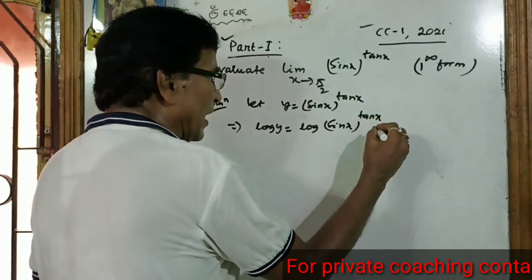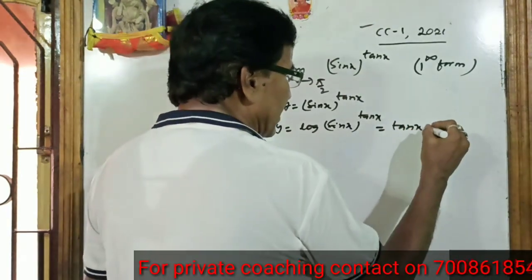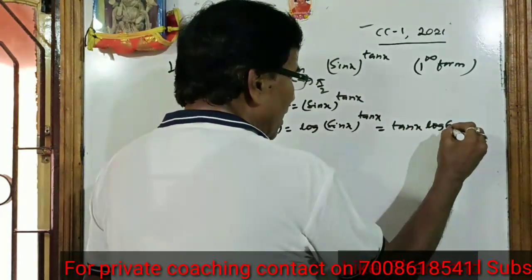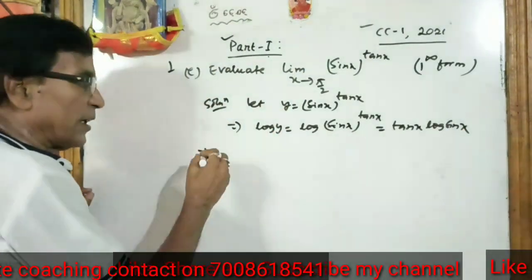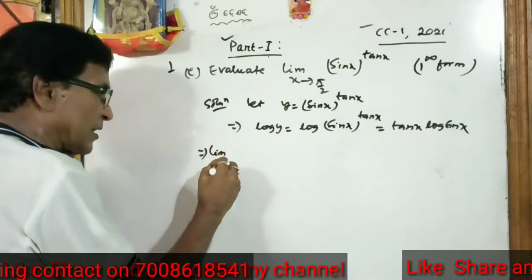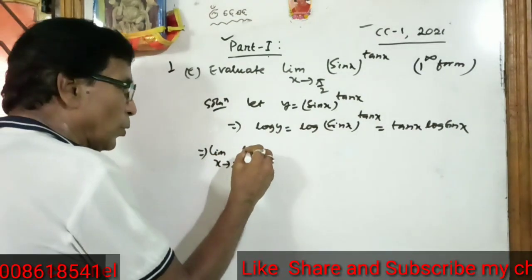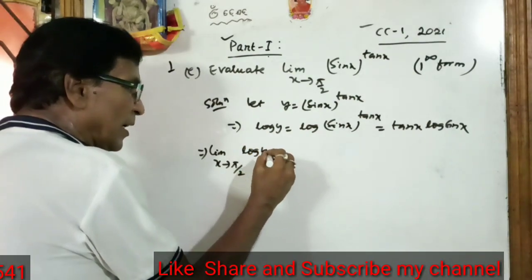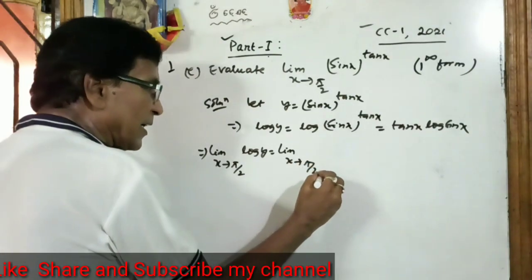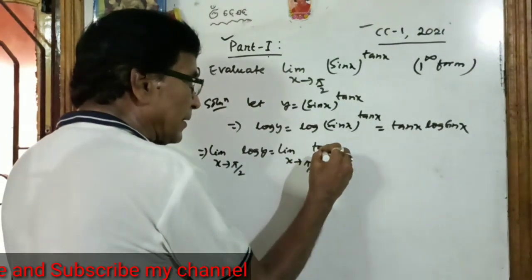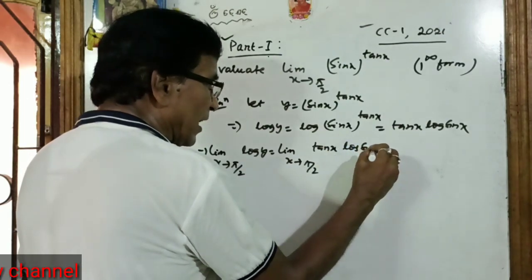which is equal to tan x into log of sin x. So now taking limit on both sides, when x tends to pi by 2, log y is equal to limit x tends to pi by 2 of tan x into log sin x.